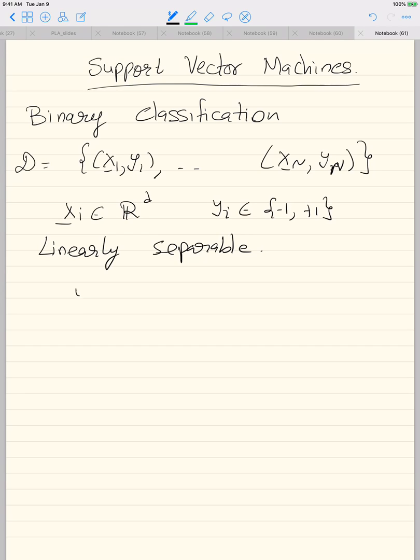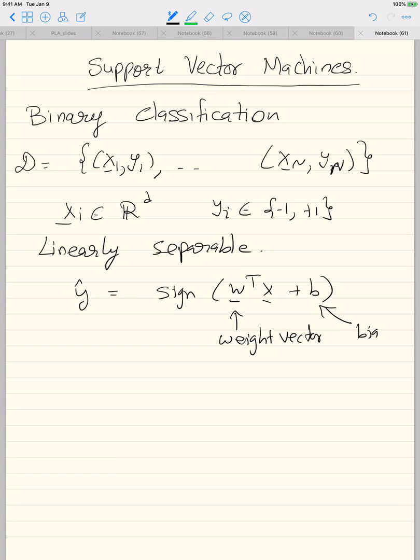We are interested in a decision rule of the form y equals sign of w transpose x plus b. W is the weight vector and b is the bias term. And we want to select w and b to maximize the margin of classification.